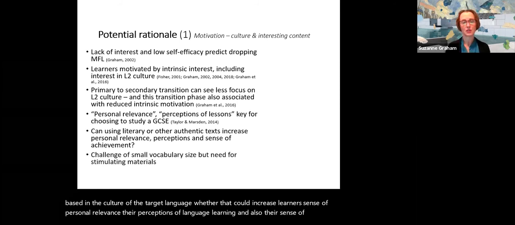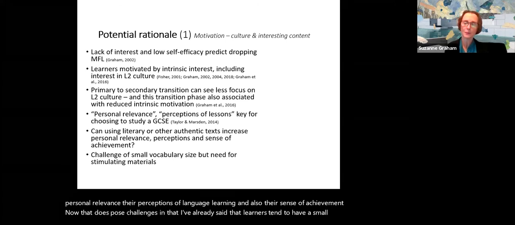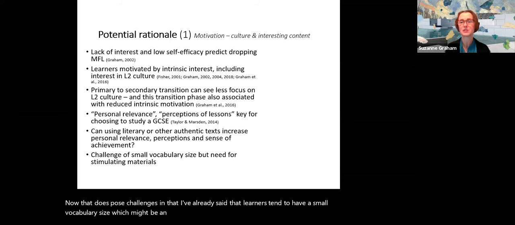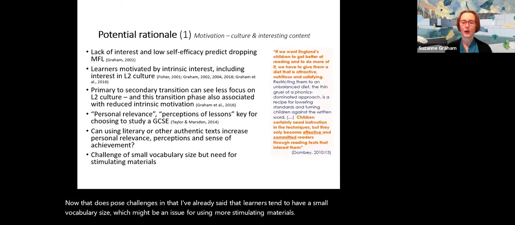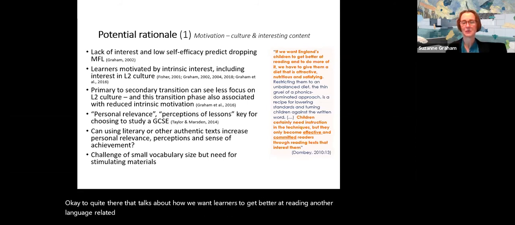Now, that does pose challenges, in that I've already said that learners tend to have a small vocabulary size, which might be an issue for using more stimulating materials. Okay, a quote there talks about how if we want learners to get better at reading and other language-related things, we need to give them a stimulating diet.